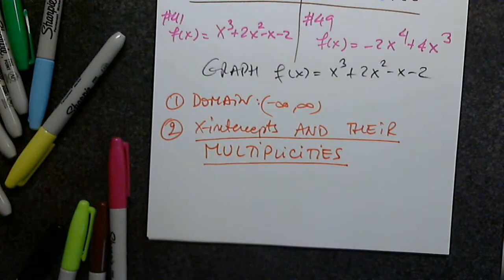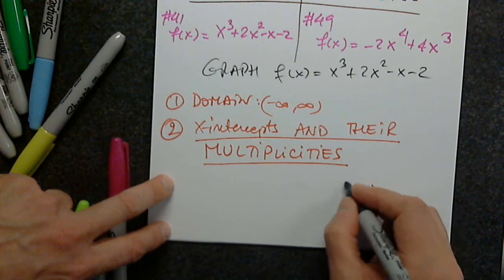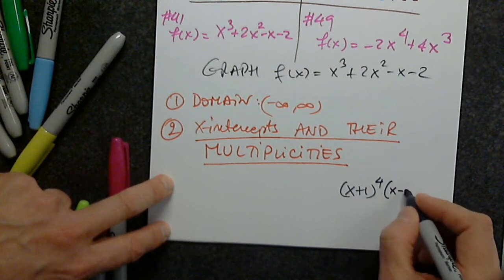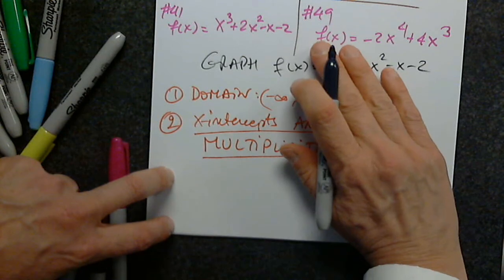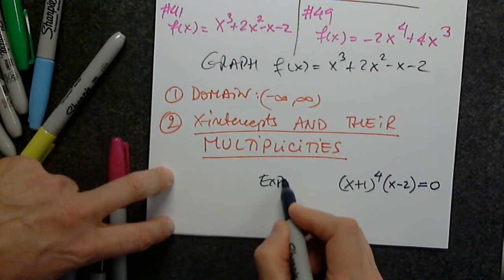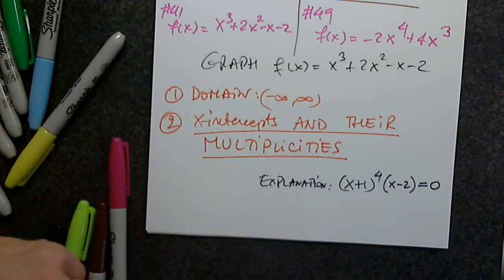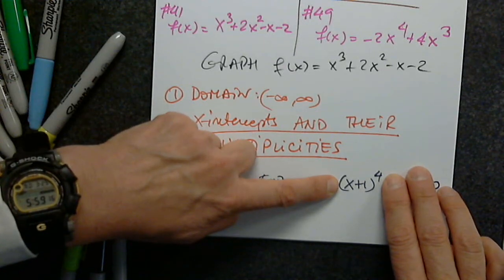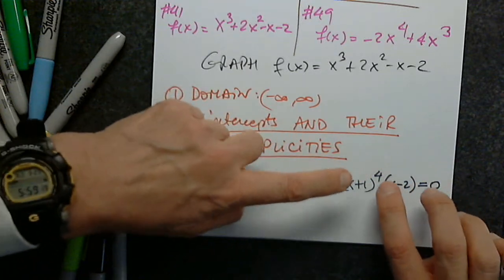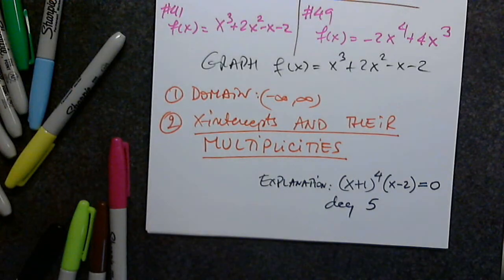Okay, I want to explain multiplicities and then we'll go back to our function. Let's suppose I have x plus 1 to the 4th times x minus 2 equals 0. So this is not related to the function. This is an explanation. What is the degree of this piece? Awesome. Well done. What is the degree of this piece? When I multiply degree 4 by degree 1, what degree do I get? Excellent.